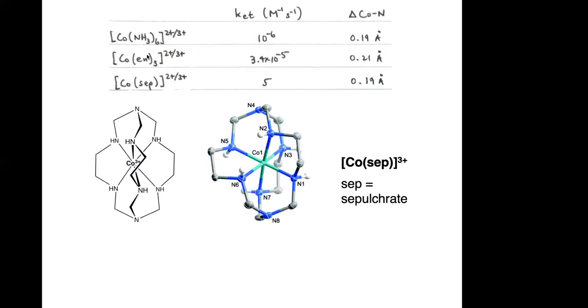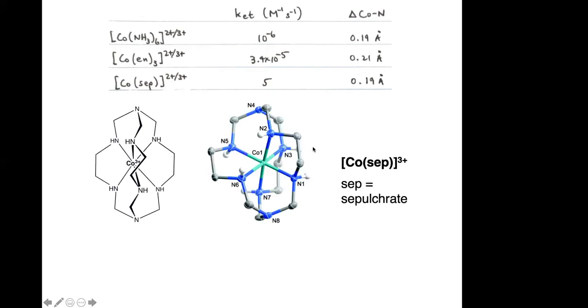Okay, so just to give an example, we can compare these reactions for cobalt-2+ and cobalt-3+ complexes with ammonia, ethylenediamine, and this new ligand, which we'll look at in a minute, called sepulcrate. And so here are the bond length differences. Because we have a change in spin state, there's a very large difference in the 2+ and 3+ bond lengths. Cobalt to nitrogen, it's about 0.2 angstroms. And that's true for all of these reactions. Because that's a large change in bond length, this reaction is very slow for the top two complexes. But the sepulcrate complex shows you a way that you can potentially speed up such a reaction. So let's take a look at that.